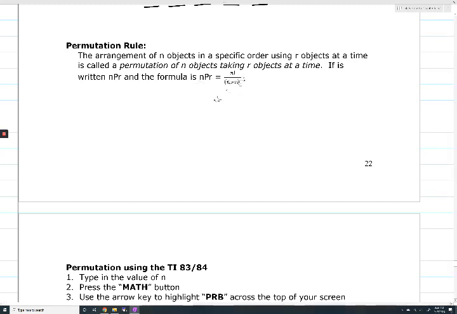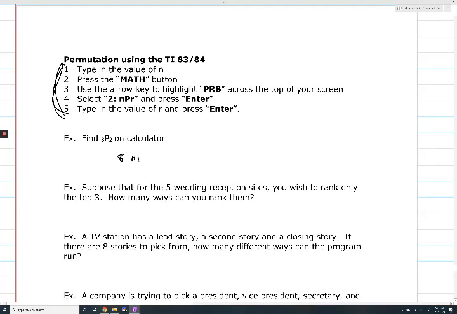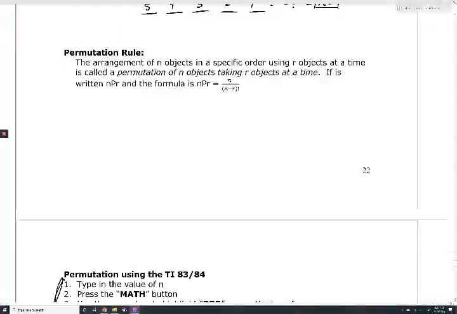The formula for it is right here. Now again, I don't really use that formula. I'll show you the way I like to think about it. There's also a way of doing it on your calculator. So find 8P2 on your calculator. On your calculator, it will look like that. And you'll get 56.